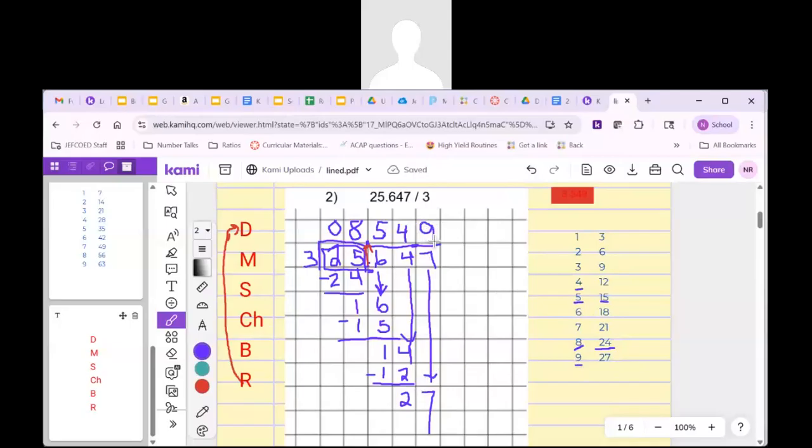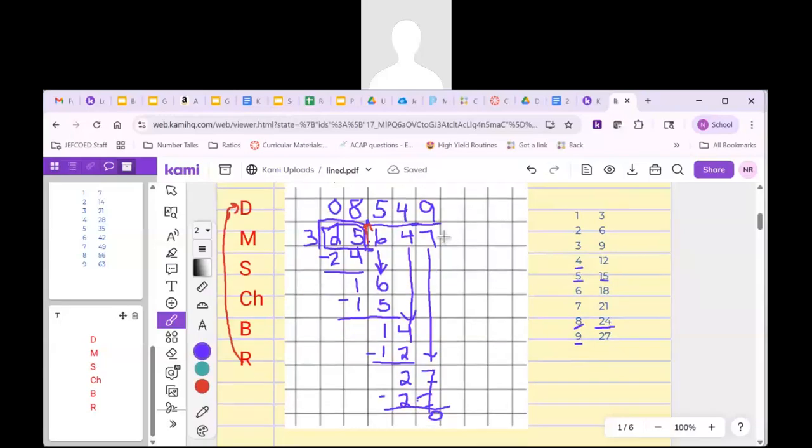So put my 9. Now what do I do to get down to the bottom? Multiply. 9 times 3 is 27. And we'll just make a 7 out of that little line right there, right? Okay. Cross them. Okay, and now I subtract, and 27 minus 27 is 0, and there's nothing to bring down, so I am done. So my answer is 8 and 549 thousandths. Okay, go on to number 3.